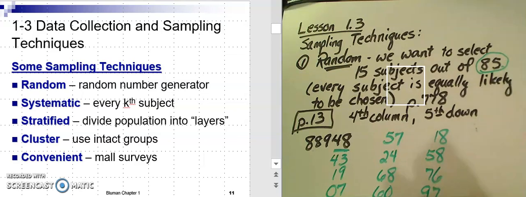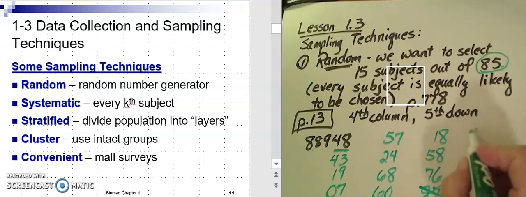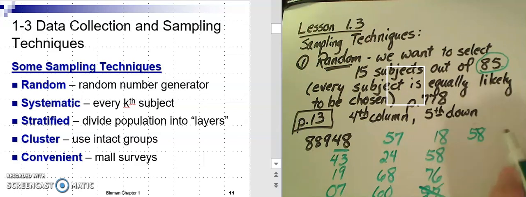So with this 97, I'm going to toss that one out. And then my next number was 58. Here again, that I've already gotten chosen over here. So I can't choose twice. I'm going to throw that one out. And then 13. So these are the subjects that would be in my sample. The 48, 43, 19, so that's using a random number generator.